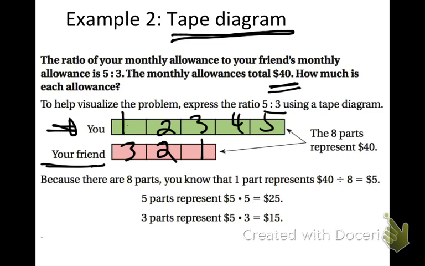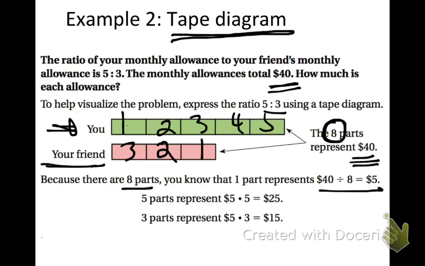So I'm going to use my tape diagram to help me visualize this. So I made boxes. I have 5 boxes for me and 3 boxes for your friend. So I have 8 parts total, and I know that's $40. So because there are 8 parts, you know that each part is worth $5.